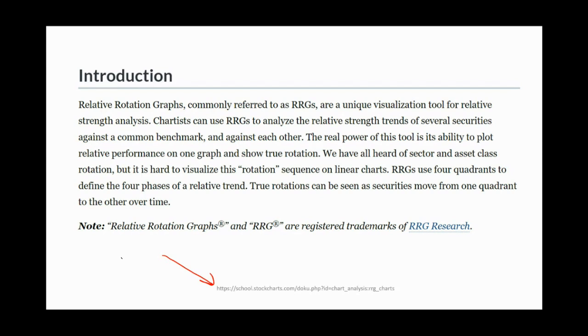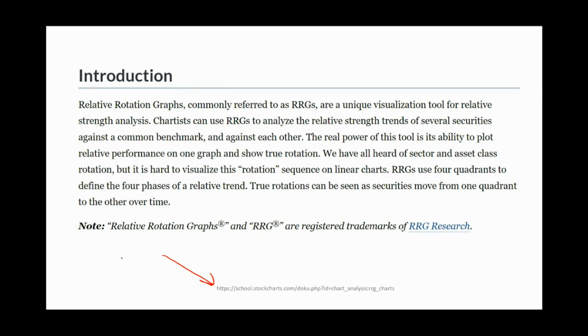We want to be in the ones that are performing the best. So the way to do that is to understand the relative strength of each of the funds compared to the others. Chartists can use RRGs to analyze the relative strength trends in several securities against a common benchmark and against each other. The real power of the tool is its ability to plot relative performance on one graph and show true rotation. You'll see what that means as we look at it. There are 4 sectors in the graph, and the line of the chart rotates through those 4 sectors.